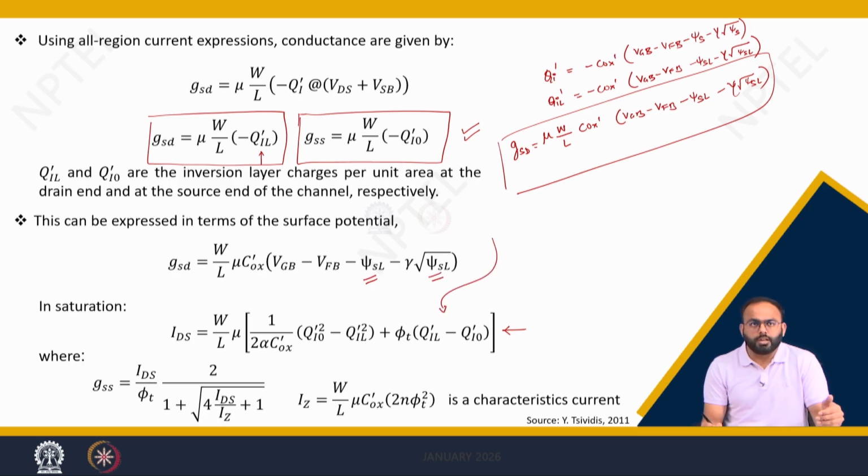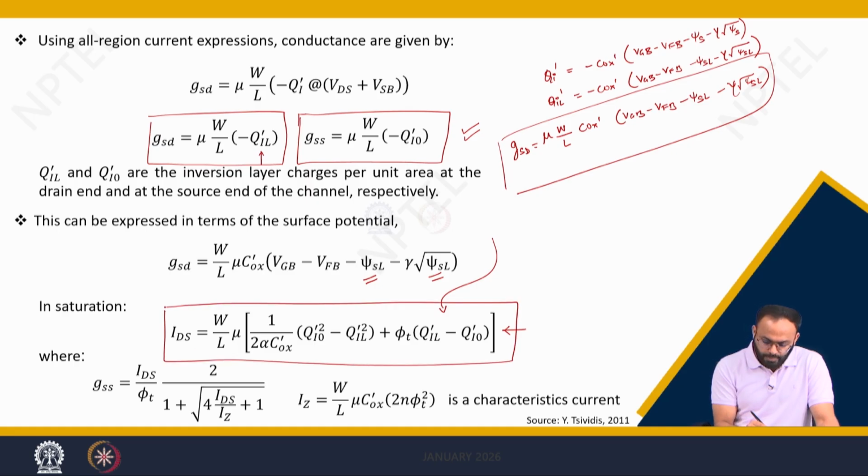Let's do a quick check. Using the all region model, we will see what will happen when we consider the saturation case. In the all region inversion model, the current is given by this, where IDS is equal to W by L into QI dash square minus QIL dash square divided by 2 into alpha into COX dash, plus phi t into QIL dash minus QI dash. Now we'll derive delta IDS divided by delta VSB with a negative sign, which will give me GSS.